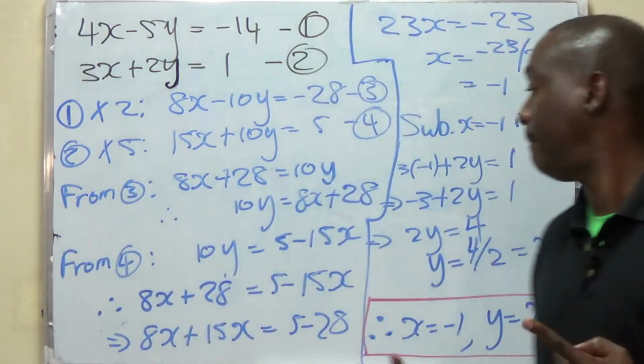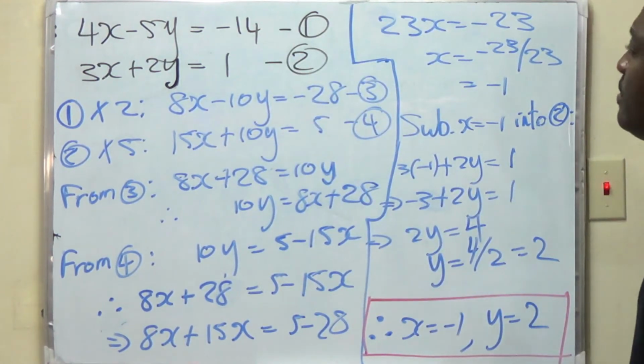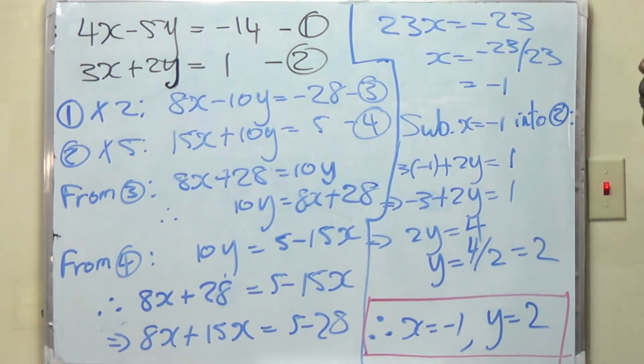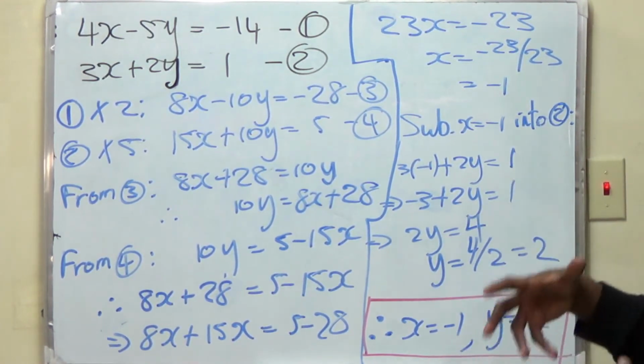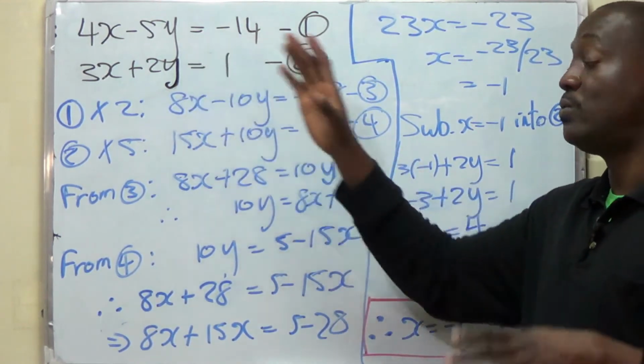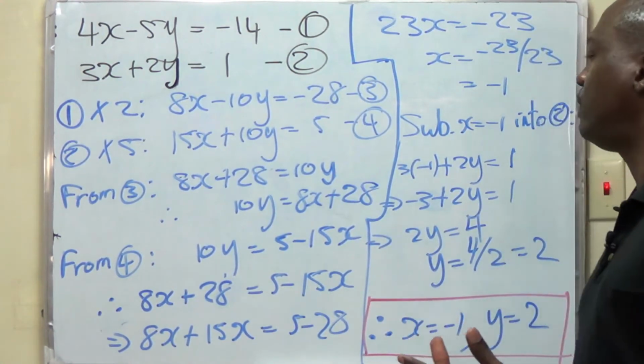Quick recap. Good. We have 4x minus 5y equal to minus 14 and 3x plus 2y is equal to 1, equations 1 and 2. In this case, we're pivoting on the y variable. You have 5 and you have 2, so you want to consider 10, 10, of course, being the LCM of 5 and 2.